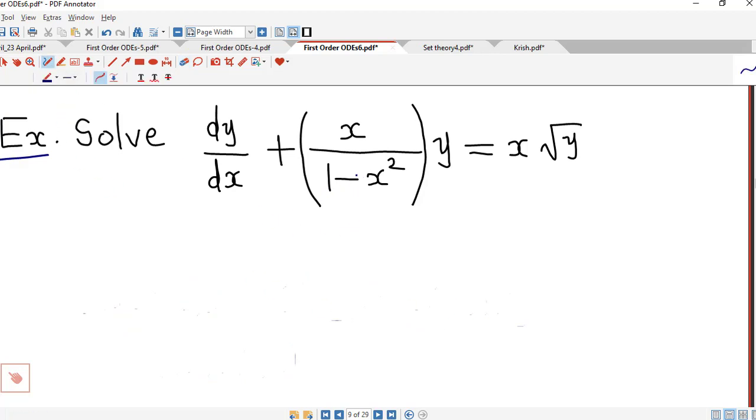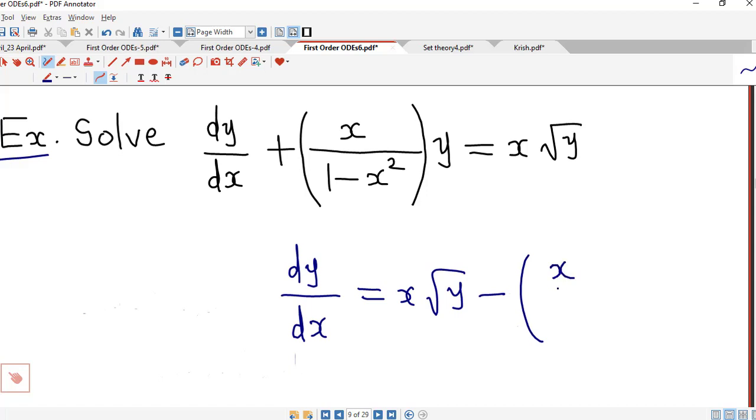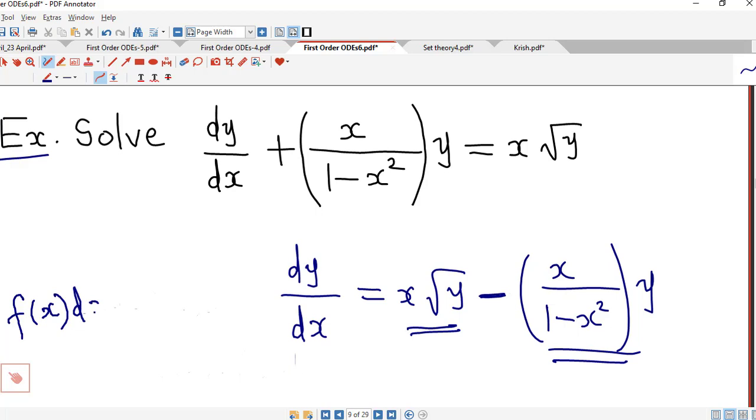So if you observe this equation here, if we try to separate the variables, then first we have to write dy by dx equal to x times square root of y minus x over 1 minus x square times y. So now because of this negative sign, we are not able to separate the variables x and y. That means we are not able to write our differential equation in this form: fx into dx equal to gy into dy. So this equation is not separable.